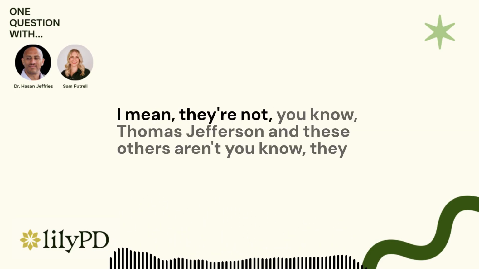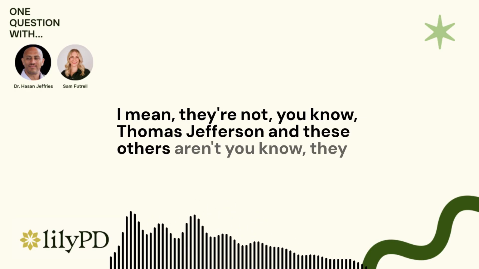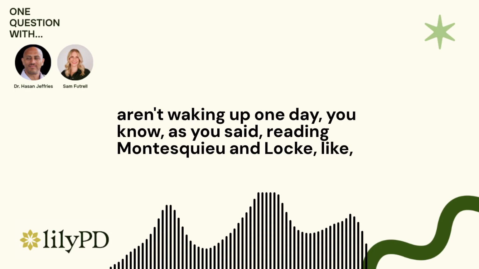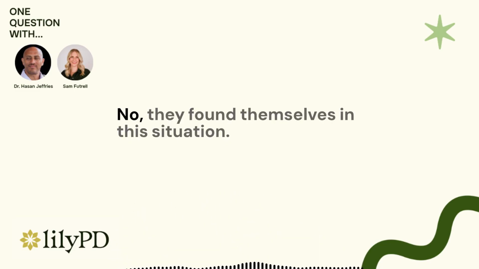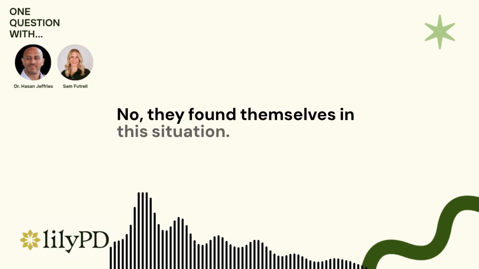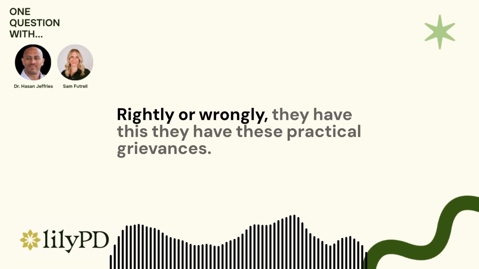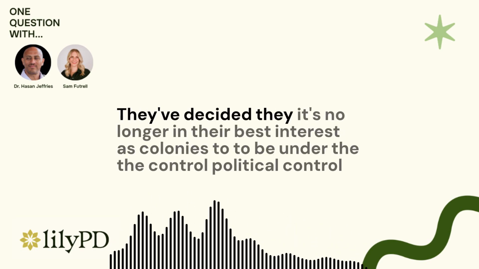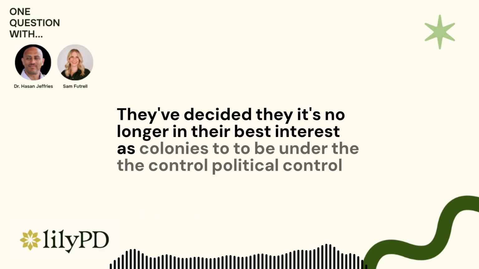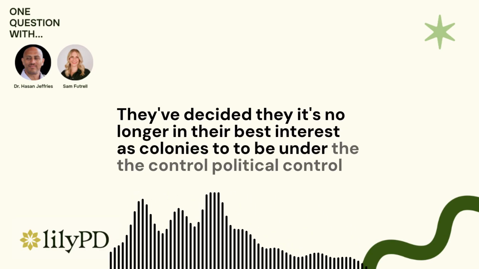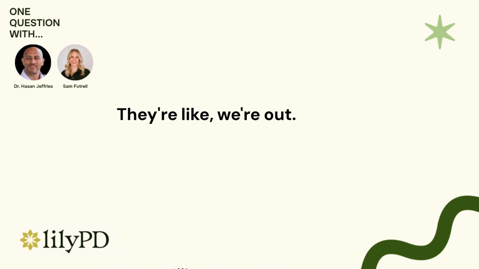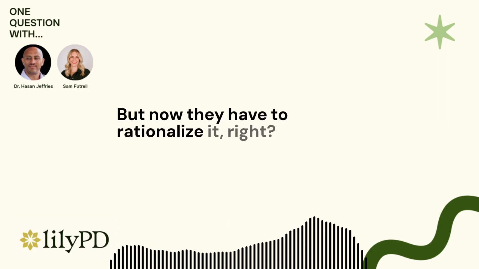I mean, Thomas Jefferson and these others aren't waking up one day, reading Montesquieu and Locke, and saying, oh, hey, let's create a revolution. No, they found themselves in this situation, rightly or wrongly. They have these practical grievances. They've decided it's no longer in their best interest as colonies to be under the political control of Great Britain. So they're like, we're out. But now they have to rationalize it.